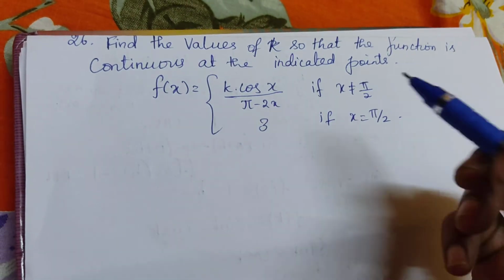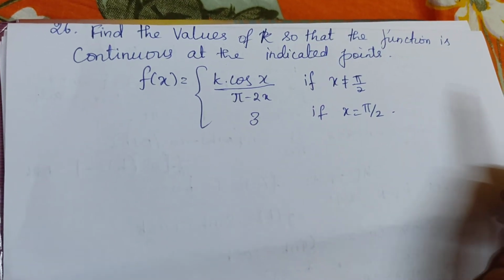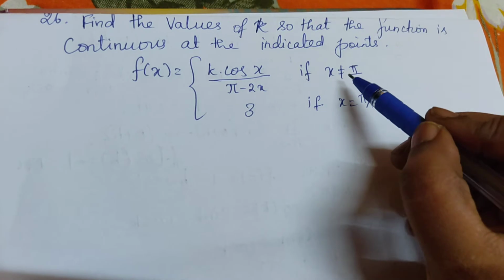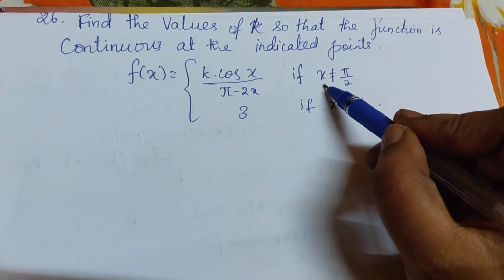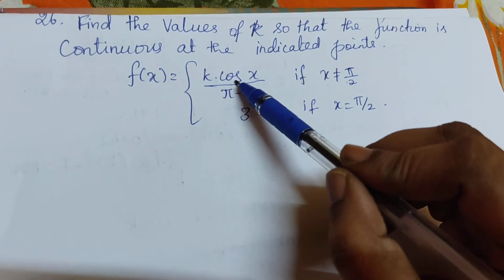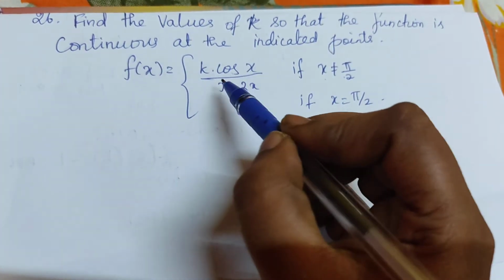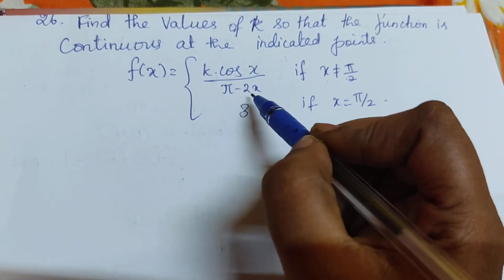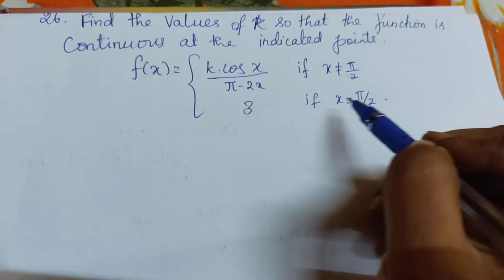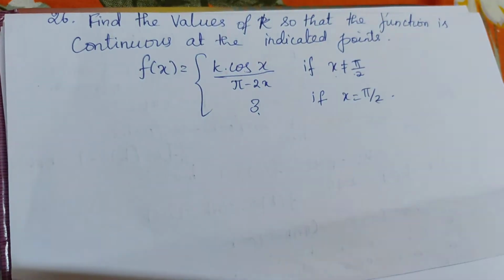Okay, so we know each radian measure has been mapped with one real number. The function has been defined for all real numbers. Whenever the value of x is not equal to pi by 2, we will have the function as f of x equals k cos x by pi minus 2x, and at the point x equal to pi by 2 we will have the function as 3.